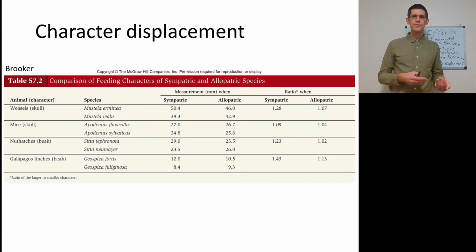You have the two mice species. They have a sympatric ratio of 1.09 and an allopatric ratio of 1.04. Okay, that's not too impressive. But look at those nuthatches, the beak size. The ratio when they're sympatric is 1.23, where the larger one is much larger and the smaller one is much smaller. And when they are allopatric, the sizes are actually reversed, and the ratio is very similar. And Galapagos finches, we've covered those enough, don't you think?